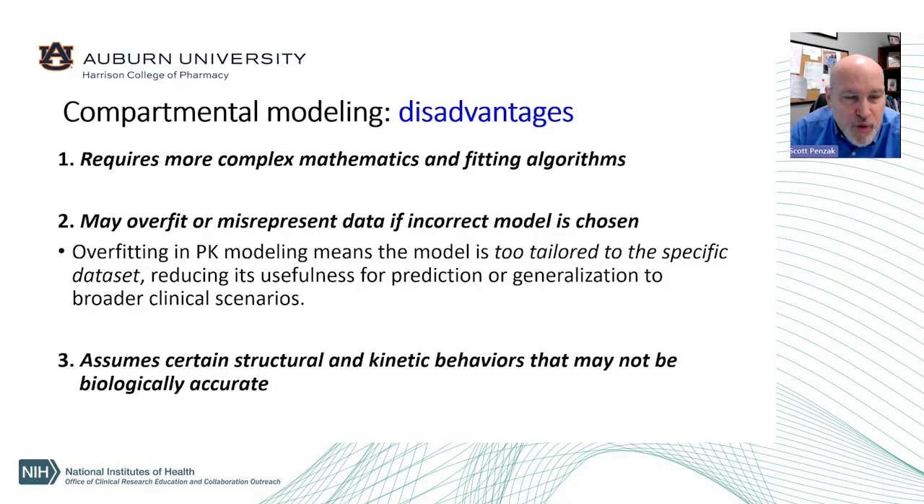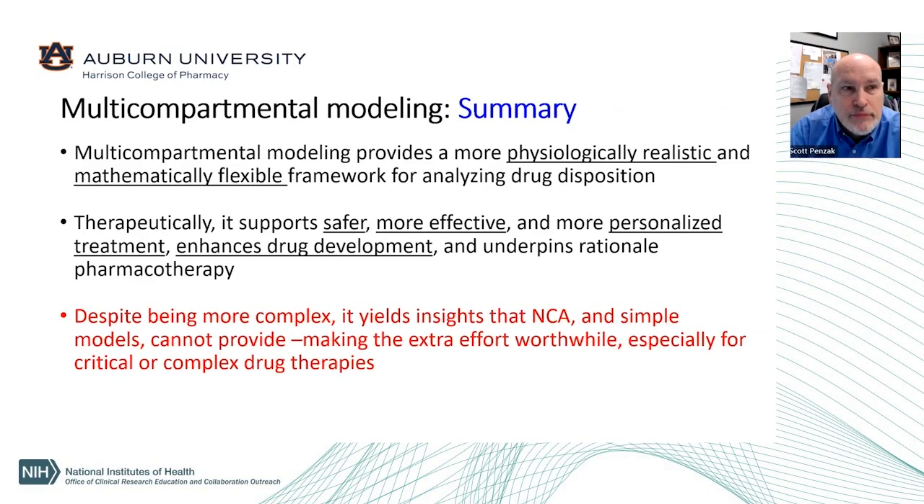So that's something to be aware of, and that's something that really, the more that you do fitting and work with data sets, the more likely you are to be aware of a situation like that where overfitting is a potential problem. Also, it assumes certain structural and kinetic behaviors that may not be biologically accurate. All right, so in summary, multi-compartmental modeling provides a more physiologically realistic and mathematically flexible framework for analyzing drug disposition. This is basically a summary of what I've talked about before. Therapeutically, it supports safer, more effective, and more personalized treatment. It's also very useful and can help to enhance drug development and really underpins rational pharmacotherapy.